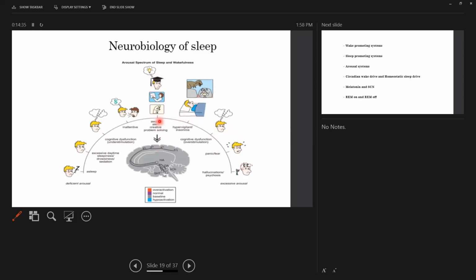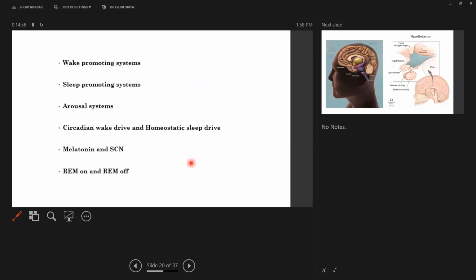If arousal is decreased, this leads to narcolepsy and more daytime sleepiness. So we have to maintain the middle part, and this is regulated by a variety of factors, which we will be studying ahead in the further slides. In the neurobiology of sleep, we will be covering the wake promoting systems, the sleep promoting systems, the arousal systems, the circadian wake drive and the homeostatic sleep drive, melatonin and the suprachiasmatic nucleus, then REM off and REM on.